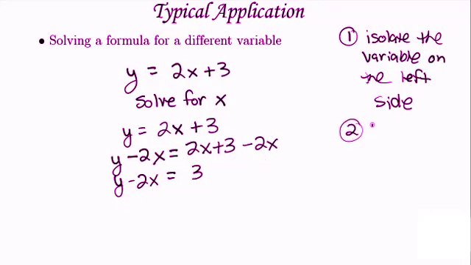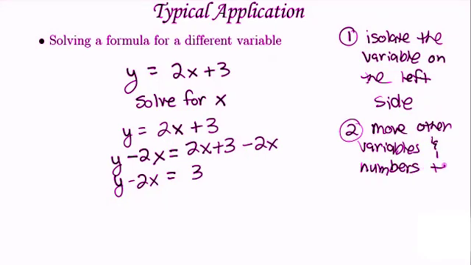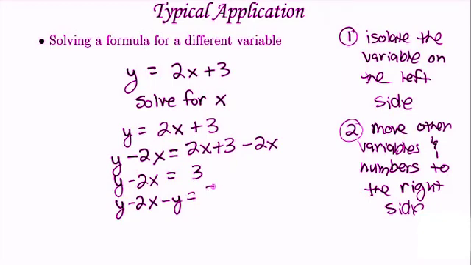So what I'm going to do is move other variables and numbers to the right side. And it really doesn't matter which side you do as long as they're isolated, but by convention we put the term that we're solving for on the left and everything else on the right. To move the y over to the right side, I'm going to subtract both sides by y. The y's cancel out, and then I have minus 2x equals 3 minus y.